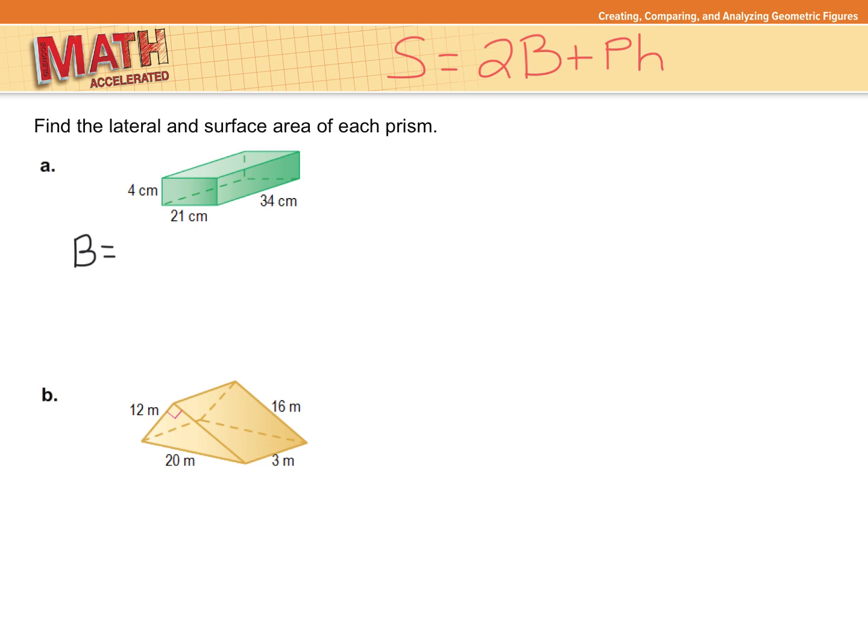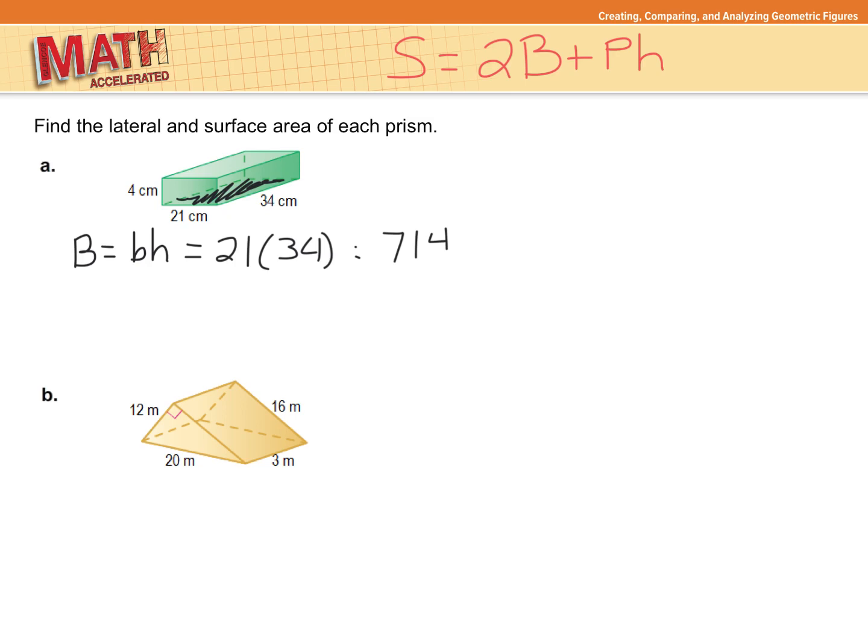So we have capital B. What is the base shape? Rectangle. I'm going to shade the part that it's sitting on. It is a rectangle. How do I find the area of a rectangle? Length times width, or we can think base times height. What is the base and the height of what I just shaded? 21 times 34. What is 21 times 34? 714. So we just found capital B.